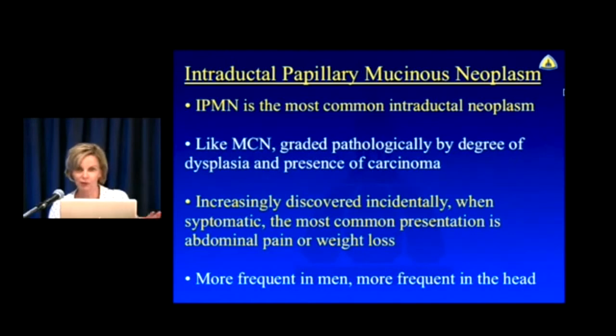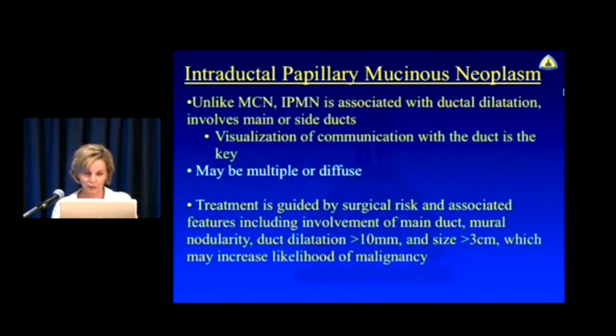So you can see this is very different from our mucinous cystic neoplasms, the parenchymal variety. Unlike the mucinous cystic neoplasms, the IPMN are associated with ductal dilatation, and the ductal dilatation could be the main duct or the side branches. And visualization of communication with the duct is really the key to the diagnosis and distinguishing these from the other cystic tumors. The intraductal papillary mucinous neoplasms can be multiple or can be diffuse or can be a single cyst.